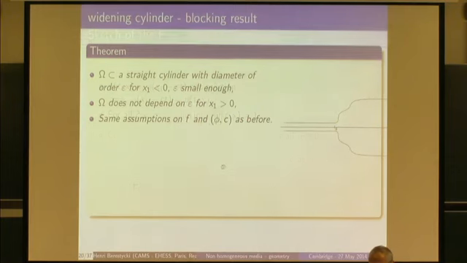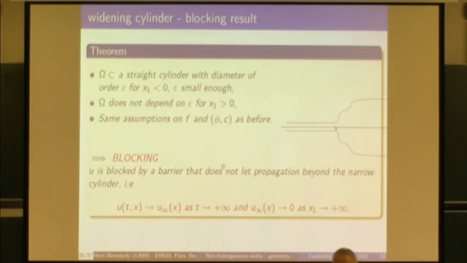The super solution is more complicated, but now let me tell you about the opposite situation, which is when you go into a widening cylinder. So you propagate into a widening cylinder. So the result is this. You look at a cylinder of diameter epsilon, or included in a cylinder of diameter epsilon, which goes into a right cylinder which is fixed. And you want to look at the dependence on epsilon.